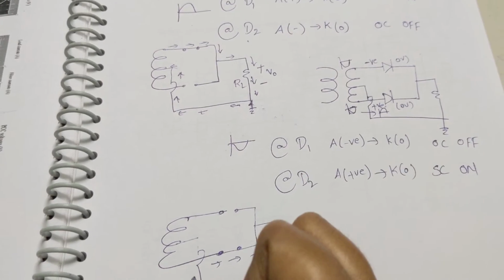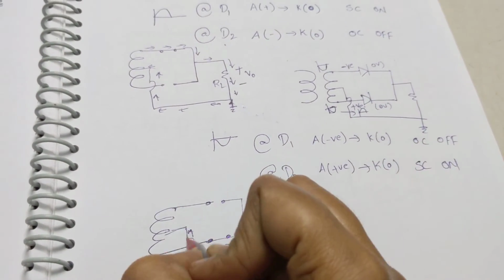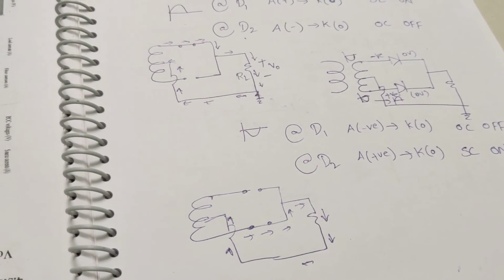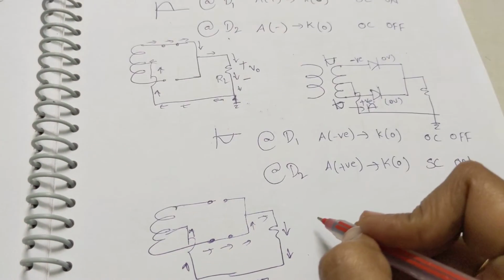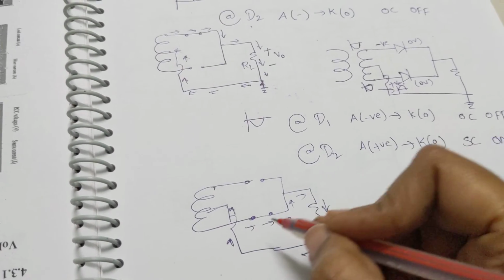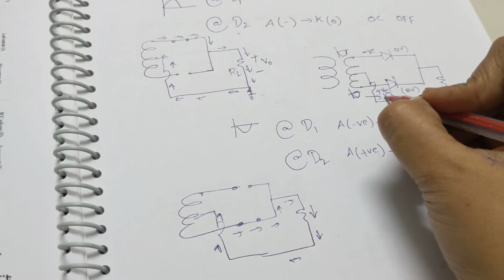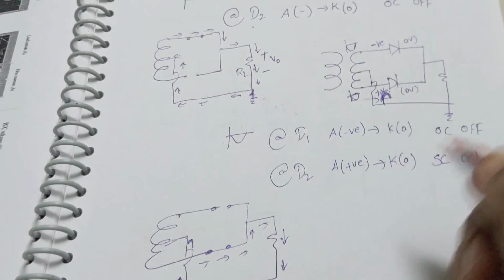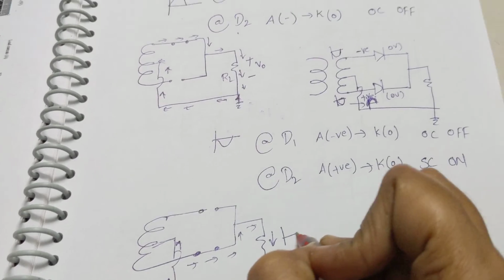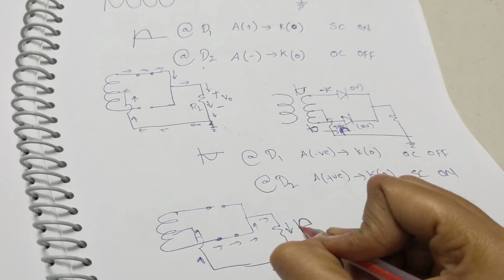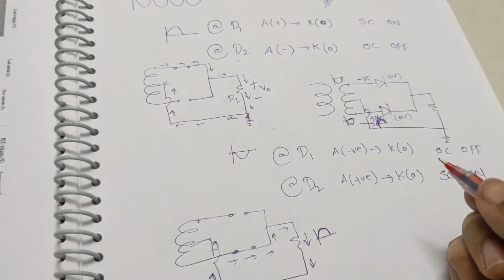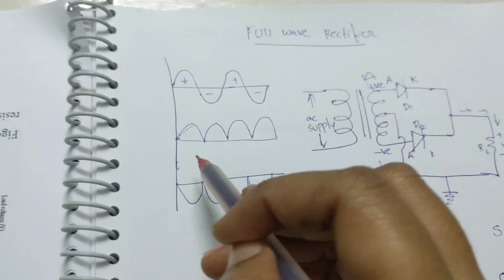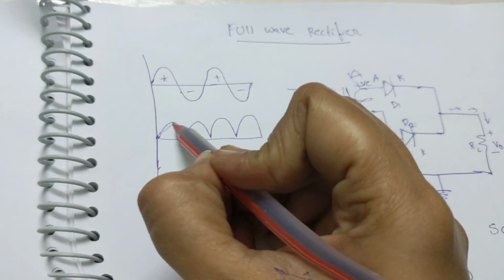So whether it is the positive peak or the negative peak, the current direction doesn't vary. Whatever voltage you are applying here, it will be converted into positive. So you are getting a positive output voltage across your load. Whether you applied positive or negative half cycles, you are getting this peak.